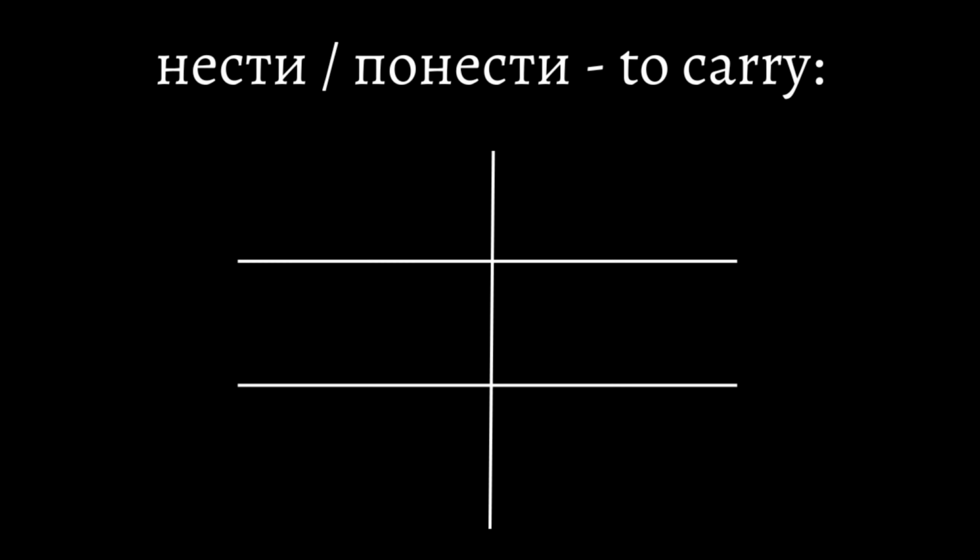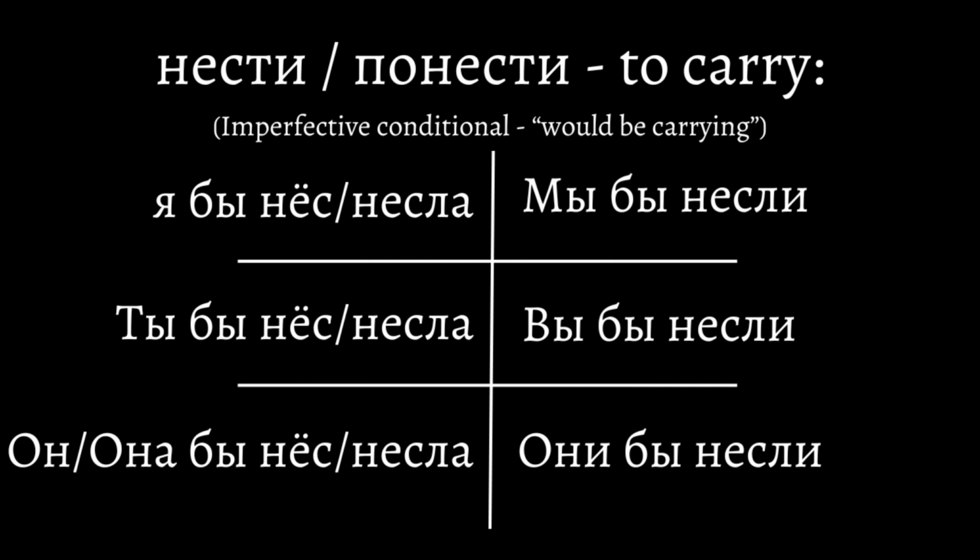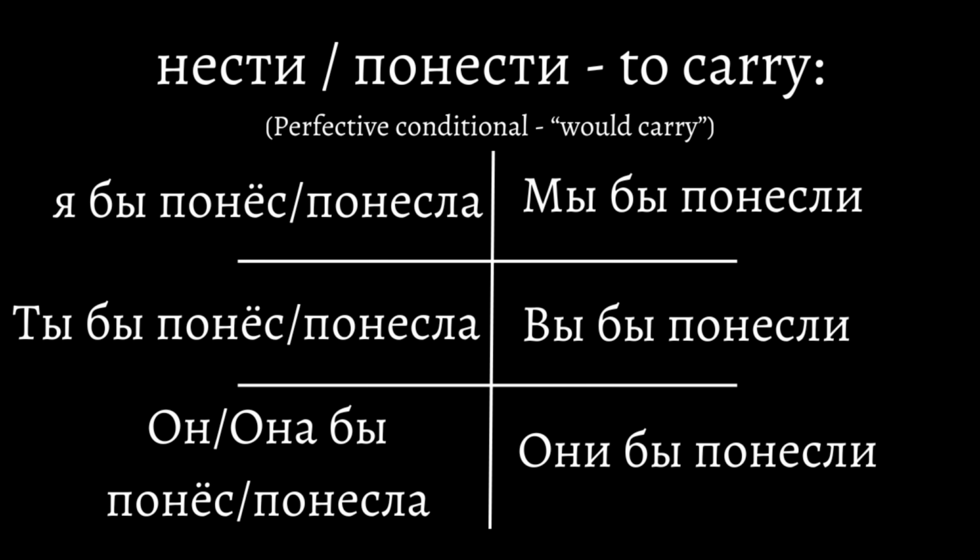Here we have нести and понести. They both mean to carry, and they also end in t. However, they are irregular in masculine subjects, but in the conditional, we only add the word бы. Я бы нес, I would be carrying masculine, ты бы несла, you would be carrying feminine, and мы бы несли, we would be carrying. In the perfective, we only add the prefix po, and the meaning is now would carry.